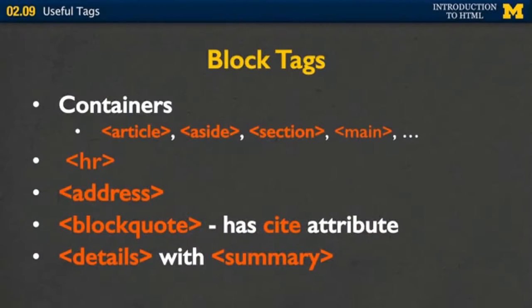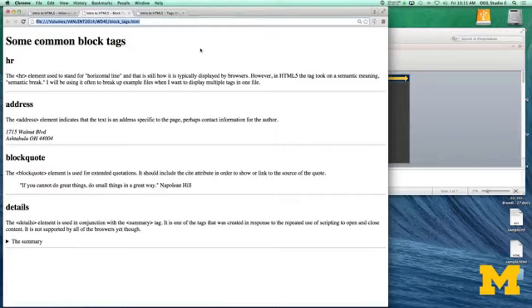All right, so there's HR, address, block quote, and details. I've told you what they were. My guess is you still have no idea what they really do, so let's take a look at a quick example. So here would be an example of the HR element. It's just a simple line across the screen, nothing too fancy, but very recognizable.